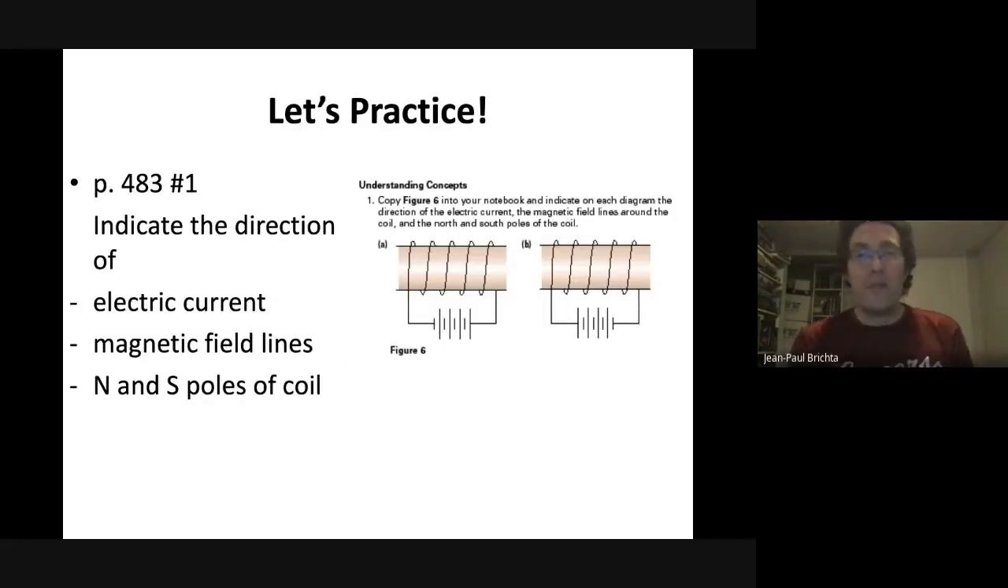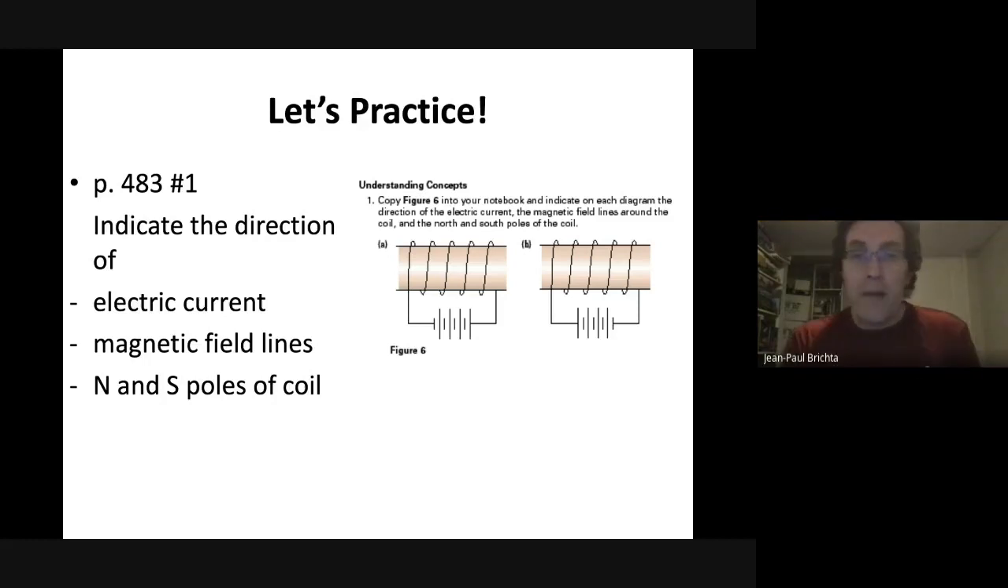Okay, so let's try a couple of these. In this case, we want to indicate which way the current is going, and which way the magnetic field lines should go outside of the magnet. Inside of the core is not really that important. We really want to treat this as what the field lines would look like outside of the core, because really that's all we can interact with. We're not going to be throwing compasses or something inside of the core. That's not really a thing. And then consequently, which way the north and south poles would go.